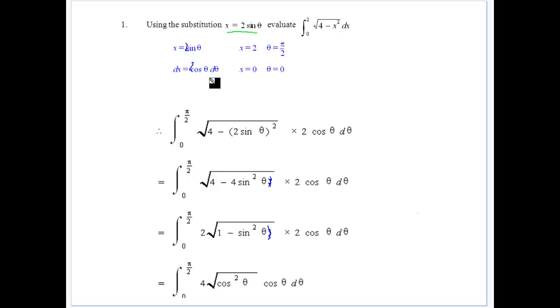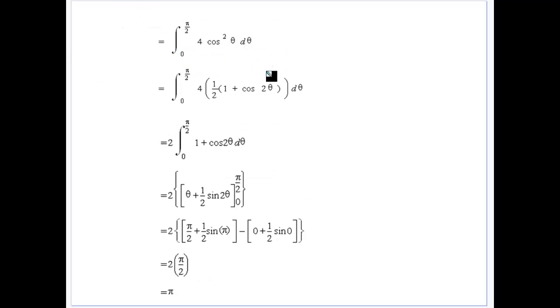All the while we've had the dx being replaced by 2 cos theta d theta, and that stayed right down there. And 1 minus sine squared theta becomes cos squared theta, which starts to simplify nicely to 4 cos squared theta. Notice we can take the square root of cos squared theta, which is cos theta. We already had a cos theta there, and then that becomes cos squared theta. Now you can do the integral of that by changing it to a half of 1 plus cos 2 theta, and then integrating, substituting 0 and pi on 2 to get pi.